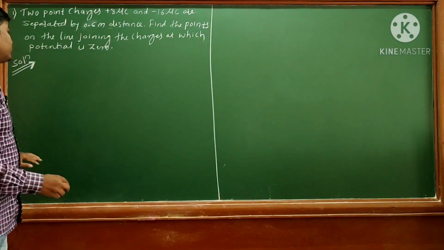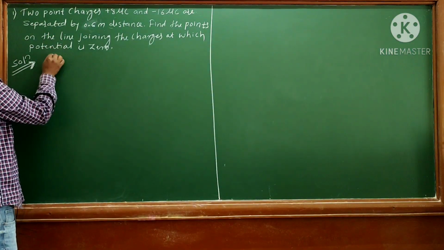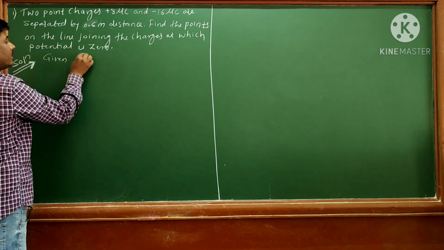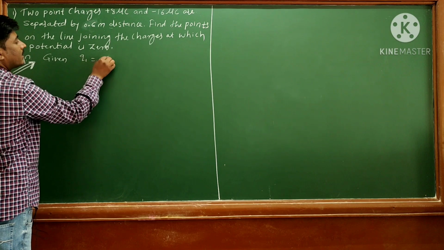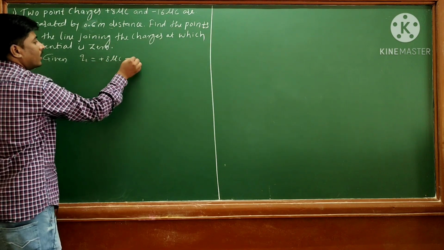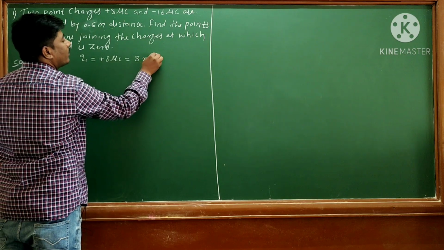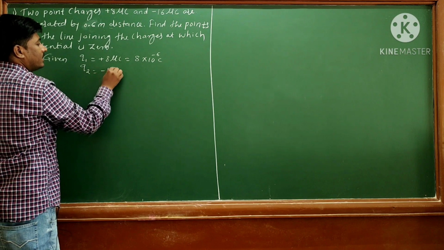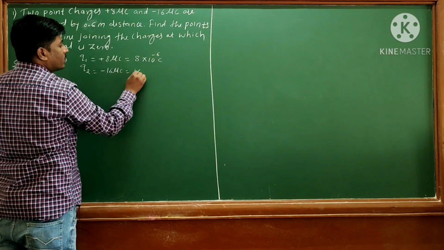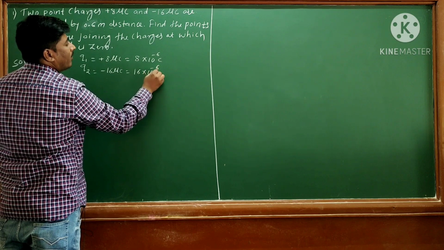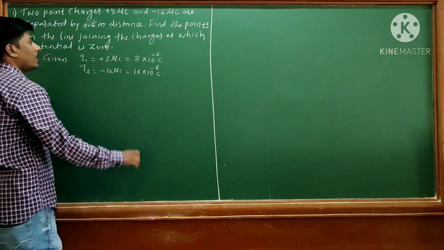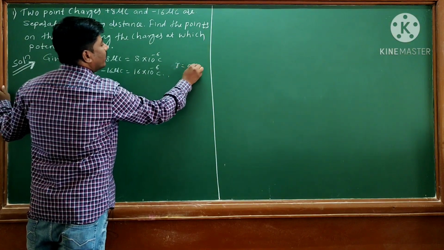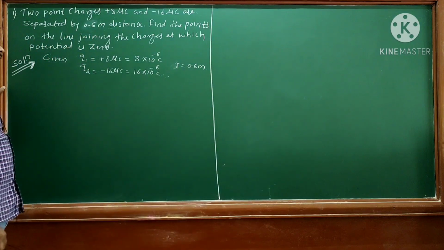So first we will note what they have given. There are 2 charges given, that is Q1 is equal to plus 8 microcoulomb. Micro means it is 10 to the power minus 6 coulomb. Q2 is given as minus 16 microcoulomb, so it is minus 16 into 10 to the power minus 6 coulomb. And they have given the distance r, it is 0.6 meter. Okay.